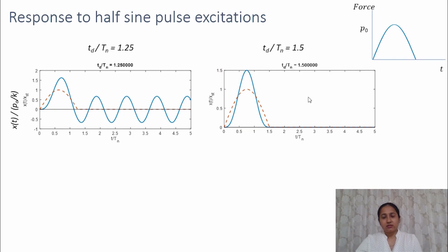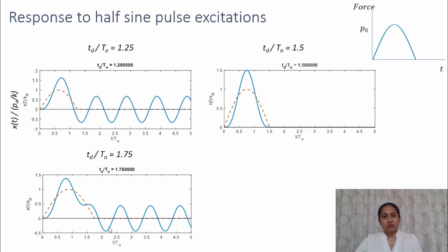So this is similar to Td by Tn equal to 1 result during the rectangular pulse. If the duration of the pulse is still more increased, that is, if Td by Tn is equal to 1.75, we get a pattern similar to Td by Tn equal to 1.25. Here again the maximum amplitude happens during the pulse, but the free vibration continues, and the free vibration amplitude is much lesser than the forced vibration amplitude.